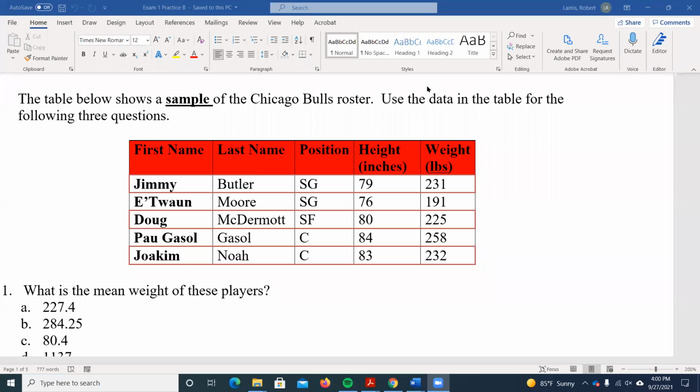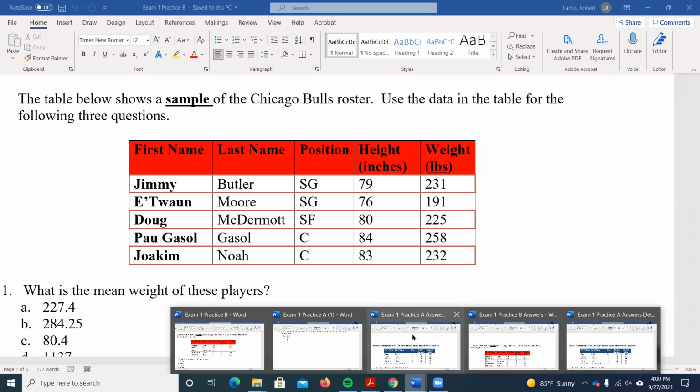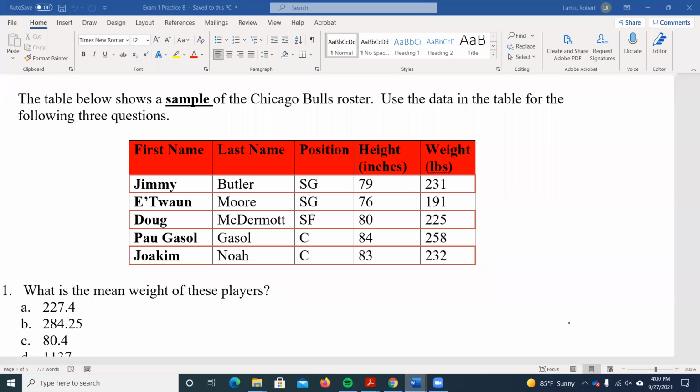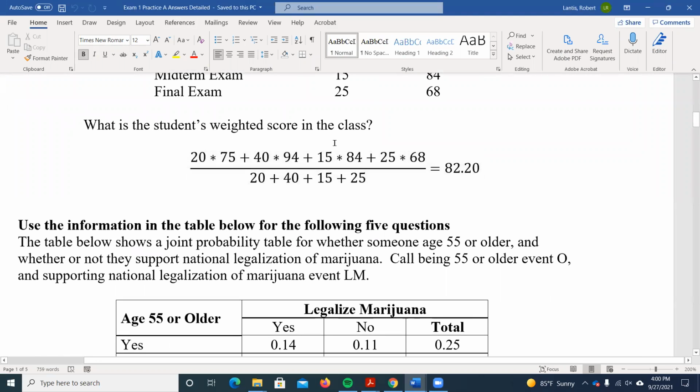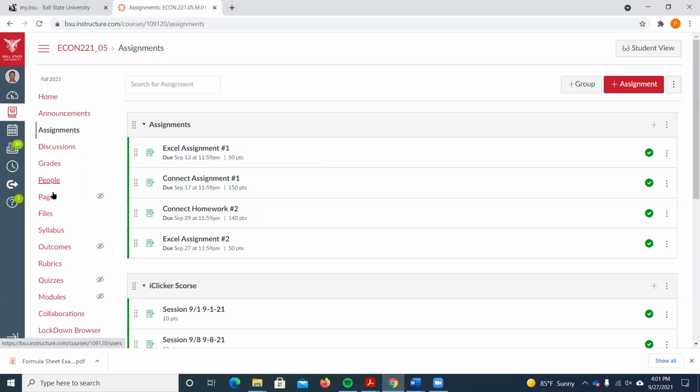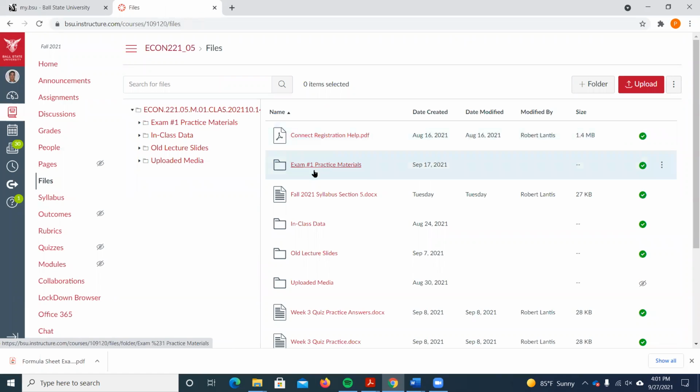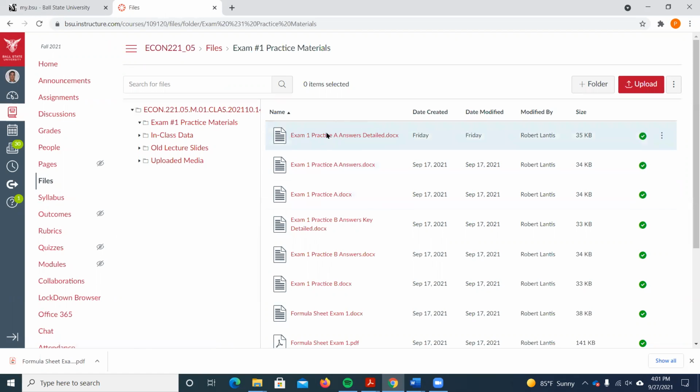So we've got all these practice exams. We'll go through practice exam B today. One thing I put up there last week, a little bit after the fact, is practice exam A, which has more detailed answers, like how I would work through these, okay? That's up there on Canvas. If you go to that exam 1 practice materials, I've got that detailed answer key.